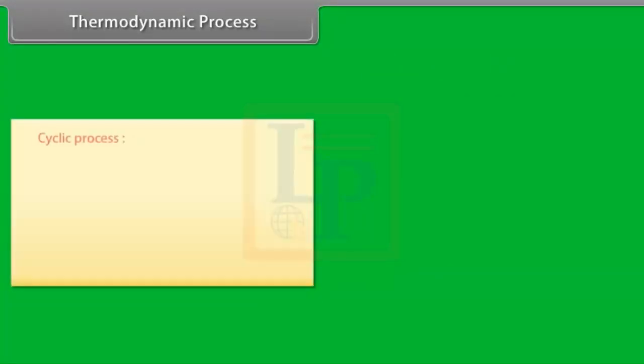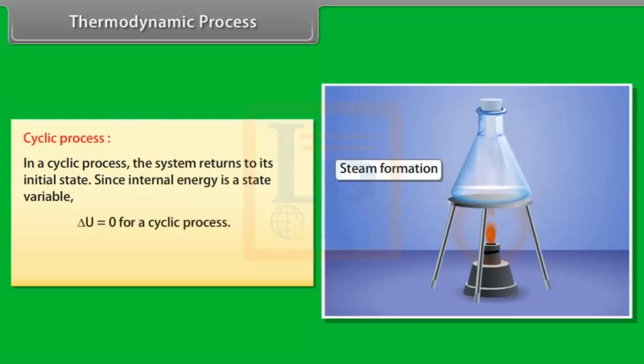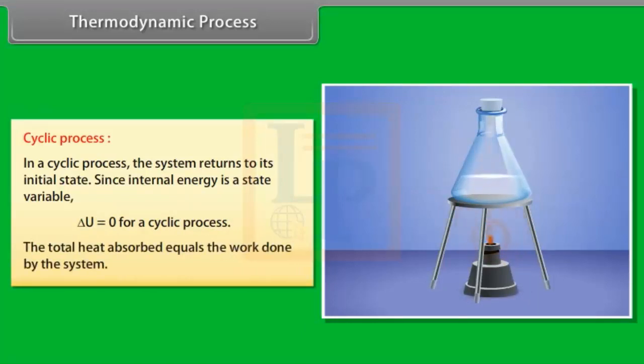constant pressure. Cyclic process. In a cyclic process, the system returns to its initial state. Since internal energy is a state variable, delta U is equal to 0 for a cyclic process. The total heat absorbed equals the work done by the system.